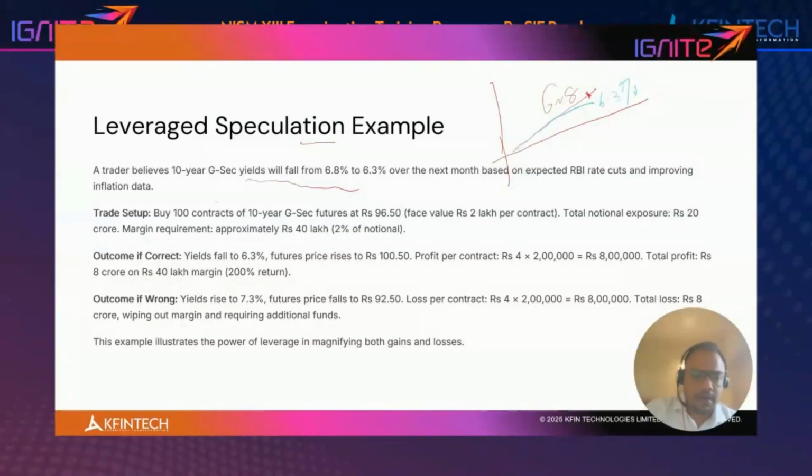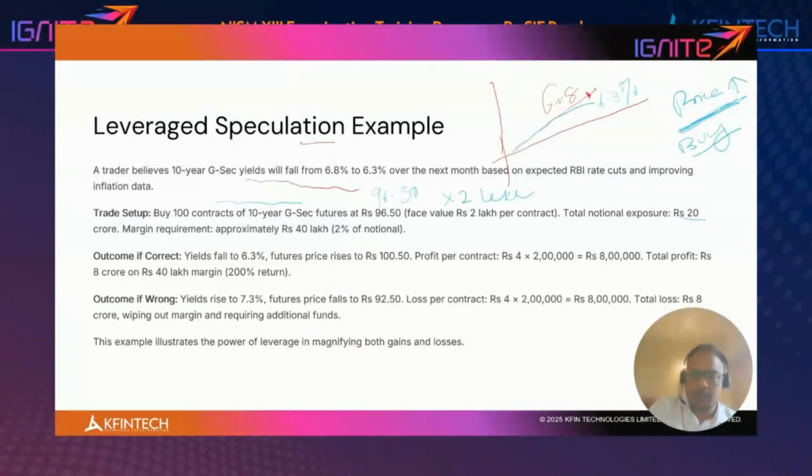So he buys 100 contracts of 10-year. Why does he buy? Because when the rates fall, the prices will increase, because yield and price are inversely related. So if the yield is falling, the price will increase. So if you're expecting the price to increase, you will buy. So he buys 100 contracts at 96.5 at a face value of 2 lakhs.